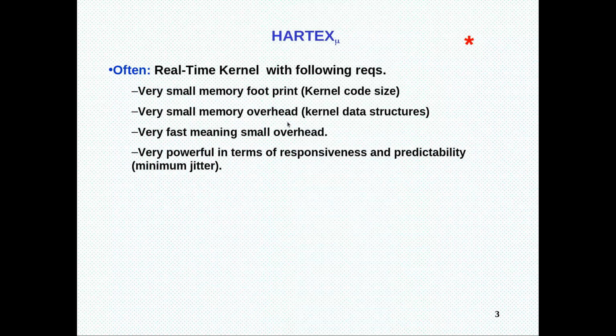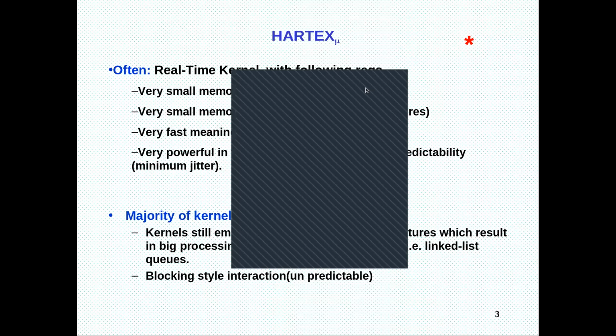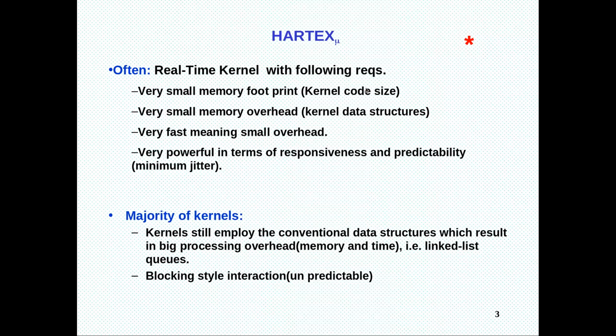Code footprint means the size of the binary generated after you compile the source code, which is used to flash the microcontroller. On the other hand, memory overhead means how many data structures we are using, like the size of arrays, the size of dynamic memory, and all that stuff. On the other hand, the kernel should be very fast and very powerful in terms of responsiveness and predictability, so it should have minimum jitter.